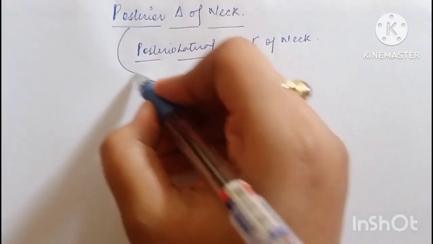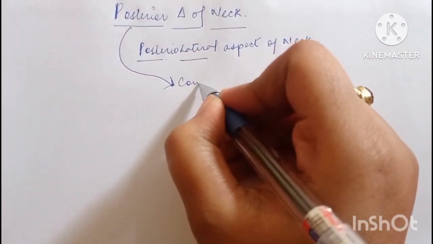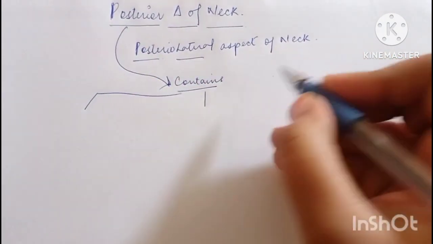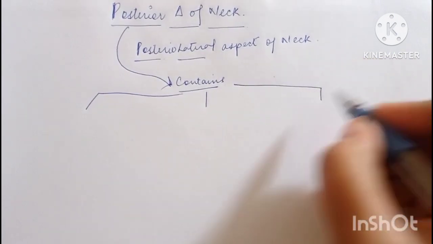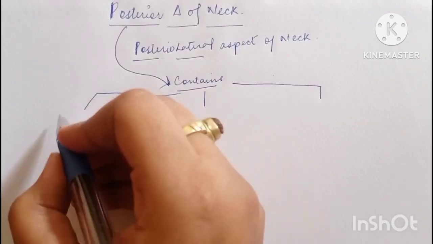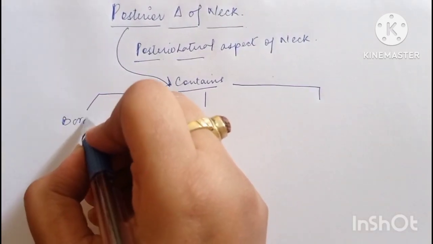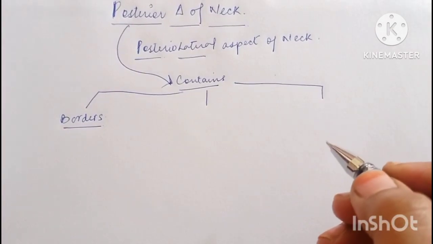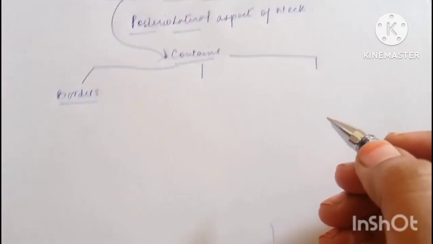So the posterior triangle of the neck contains borders, contents and clinical correlations. So let's come to the borders first. Same as the anterior triangle of the neck, this also contains the borders.